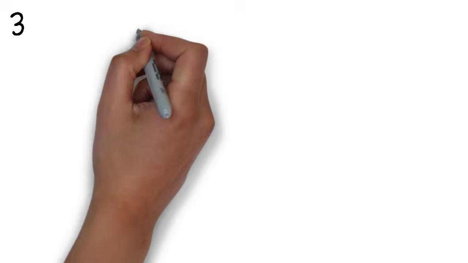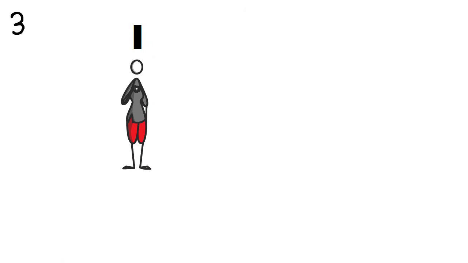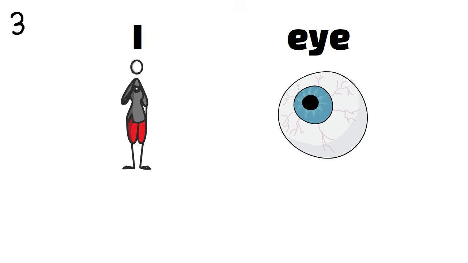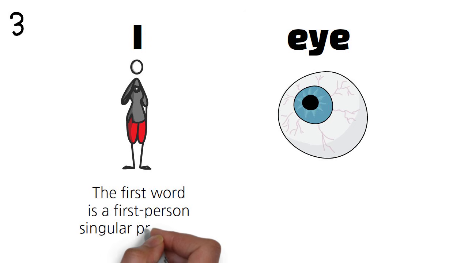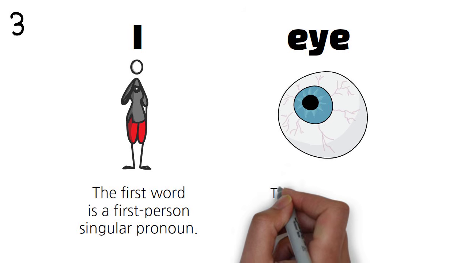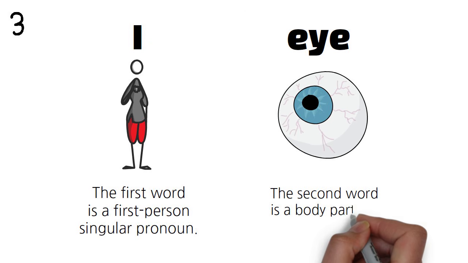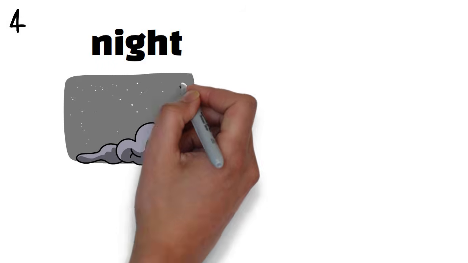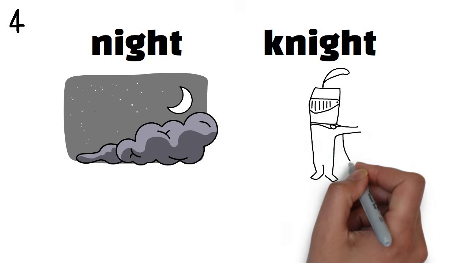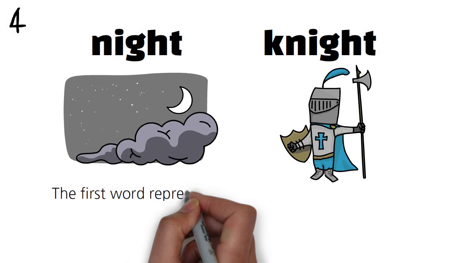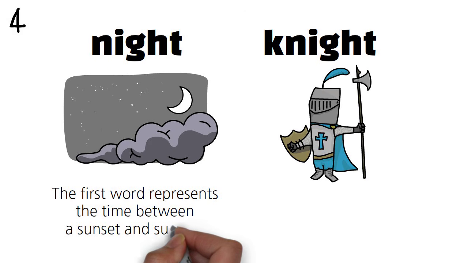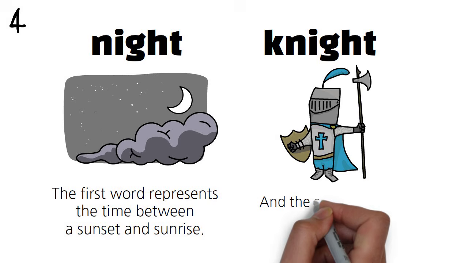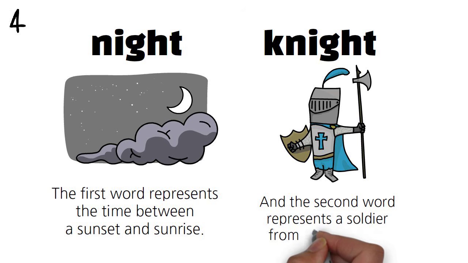Number 3. I and eye. The first word is a first-person singular pronoun. The second word is a body part we use to see. And number 4, the last example is night and knight. The first word represents the time between a sunset and sunrise. And the second word represents a soldier from the Middle Ages.